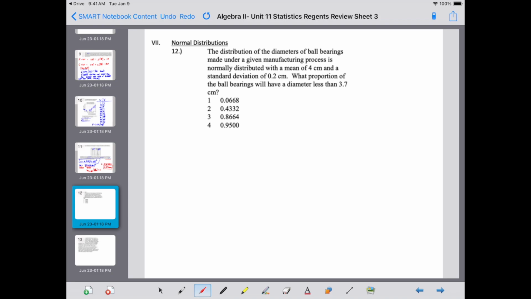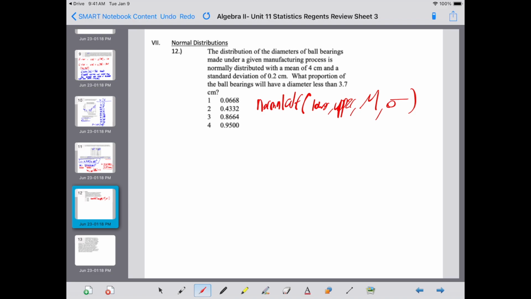Normal distributions. What proportion? Okay, with normal distributions, often you're going to do normal CDF, right? And remember, normal CDF takes lower, upper, mean. You use that mu symbol to represent mean, and then lowercase sigma for standard deviation.